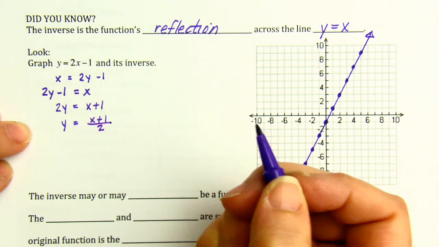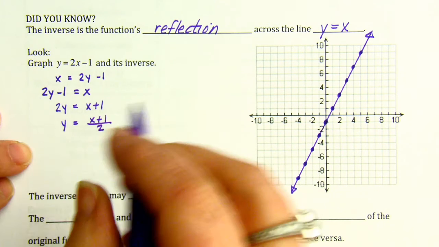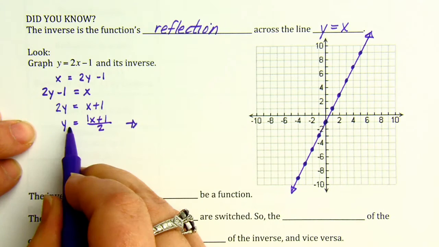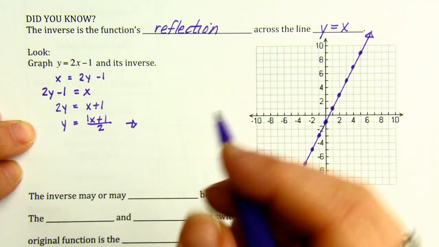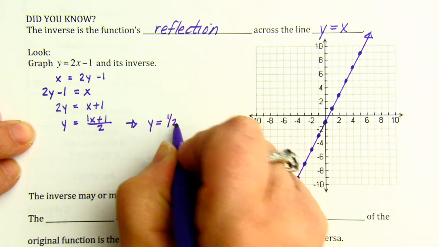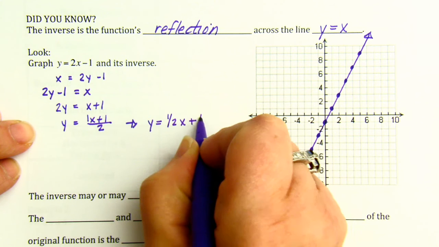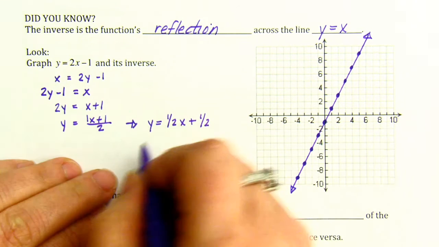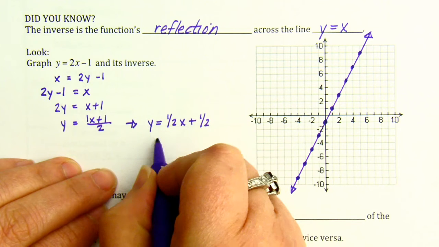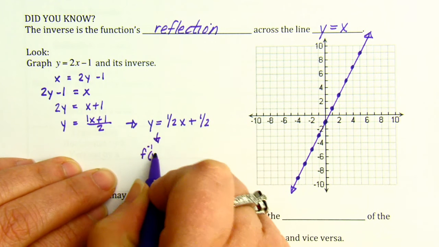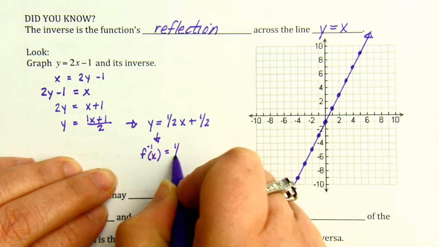I could break this apart and rewrite this, right? This is a 1 here, so this is y equals 1/2 x plus 1/2. And since this is linear, it's a line, I'm going to then say f inverse of x equals 1/2 x plus 1/2.